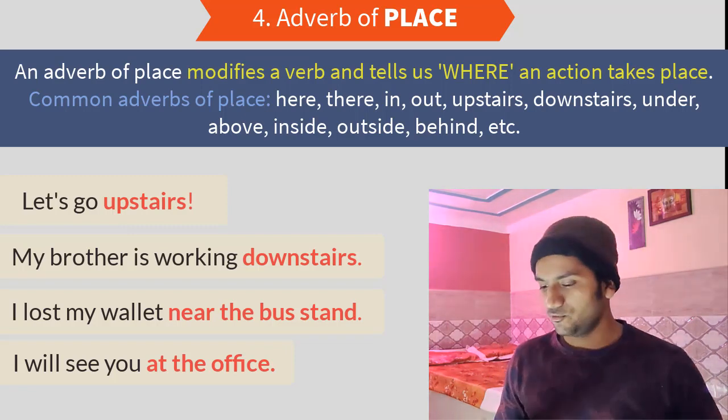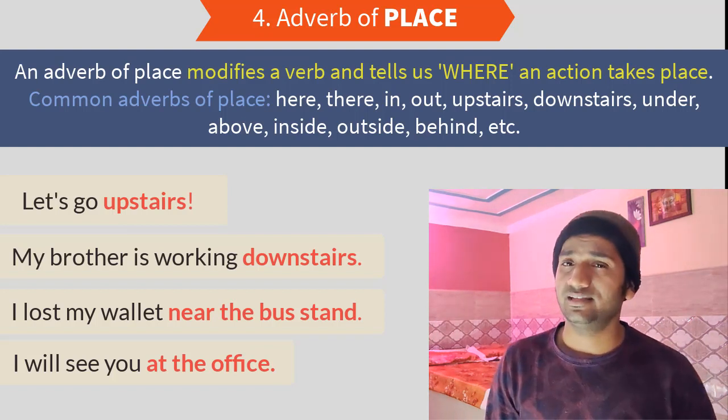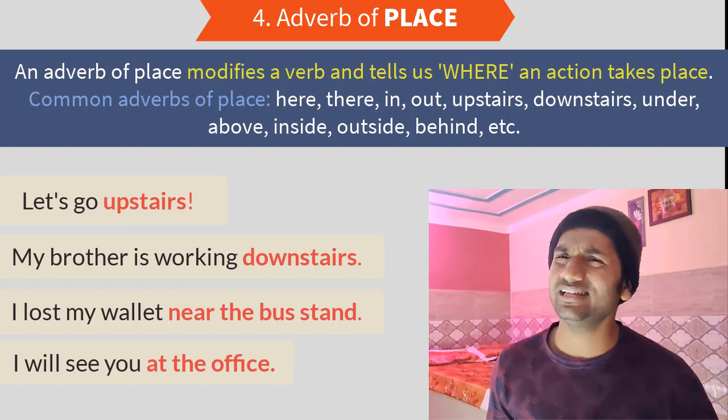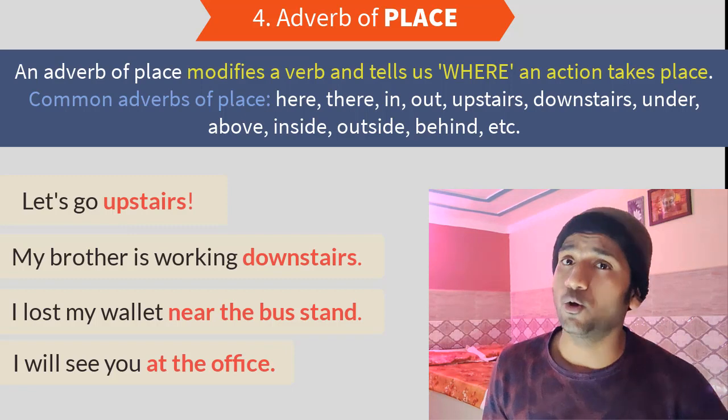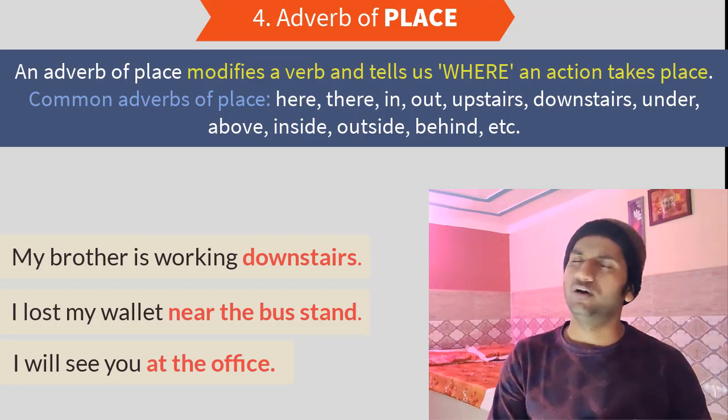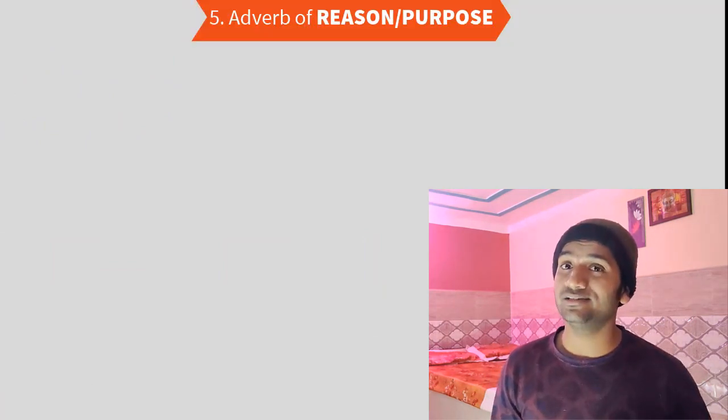Now, again, where do we place them in a sentence? Their position, again, very simple. Use them after the verb or after the object of the verb. An adverb of place.